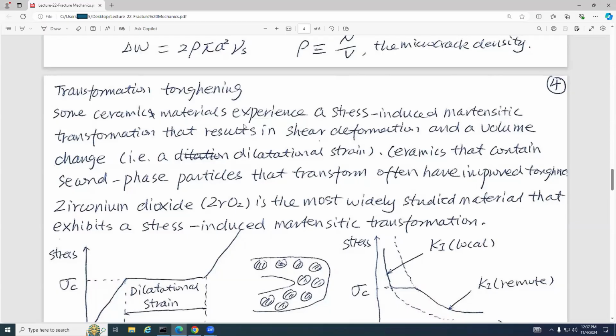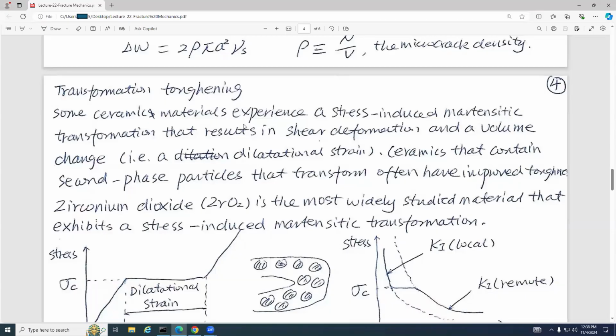Martensitic is an adjective. Martensite is a structure, it's usually brittle and hard. So the stress-induced martensitic transformation means that if you apply stress, this can result in martensite. This transformation is called martensitic transformation.